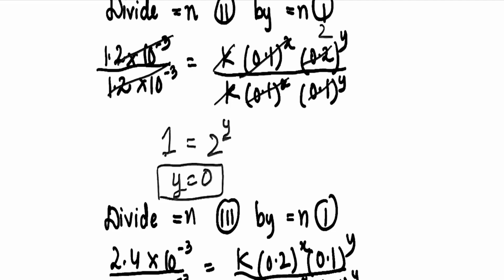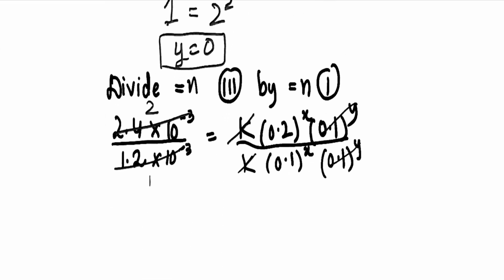Now here this will be 1 and this will be 2. So here this and this will get cancelled, and here this and this will get cancelled, and here we are left with 2 on this side, and on this side we are left with... This will be 0.1s are 1 and 0.2s are 2, and this will be 2 raised to power x. Here the value of x is equal to 1.